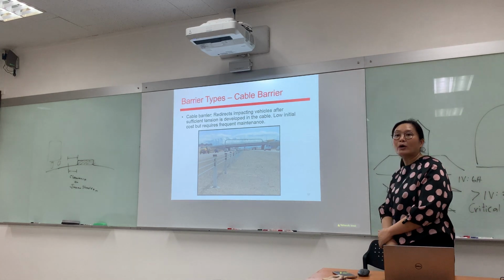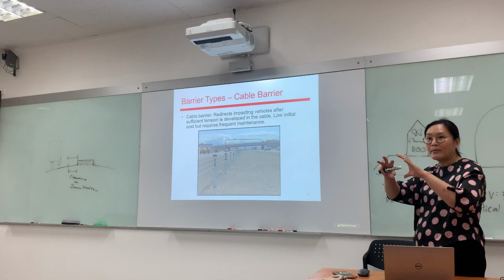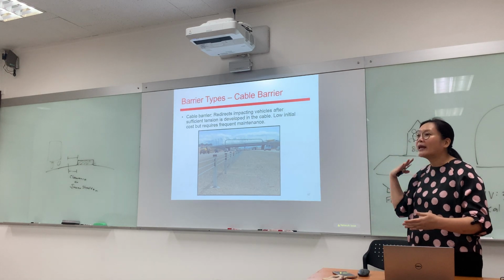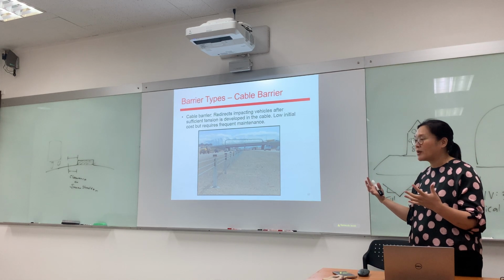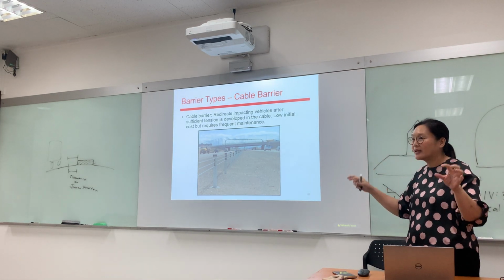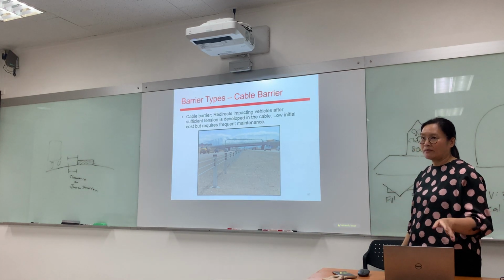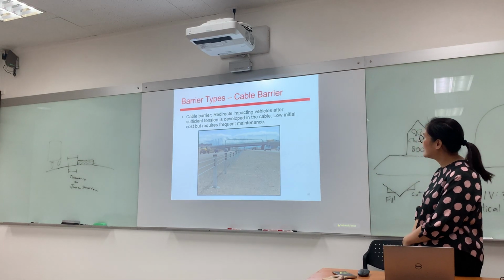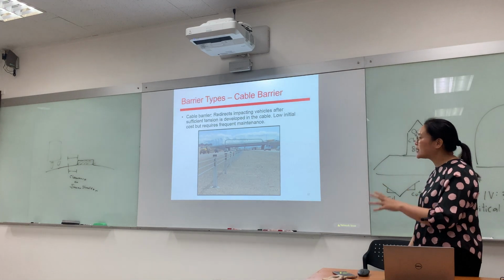Because we have motorcycles, if a motorcycle hits it, the cable string can cut the body, even the head, if you're riding at very high speed, and the cable is quite sharp, right? So now in Thailand we stop using the cable barrier. But in Japan, as you see, they use the cable barrier. The cable barrier is the flexible type.